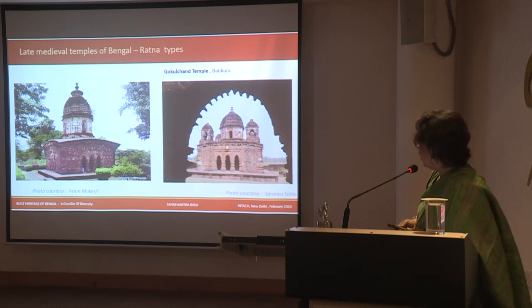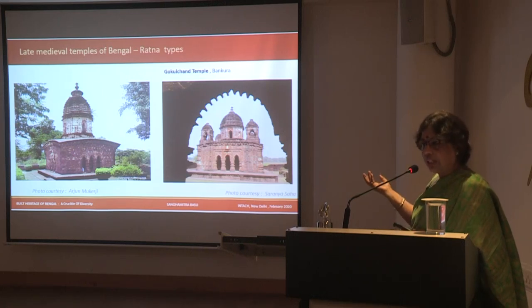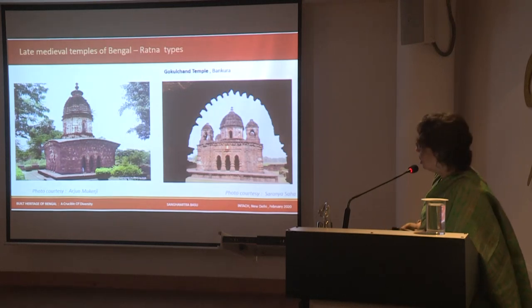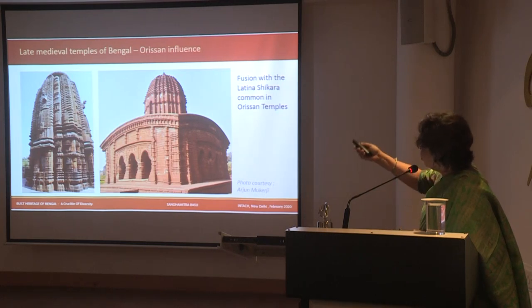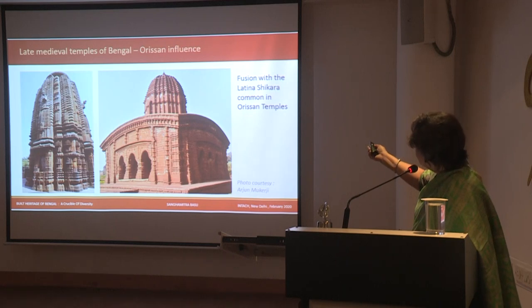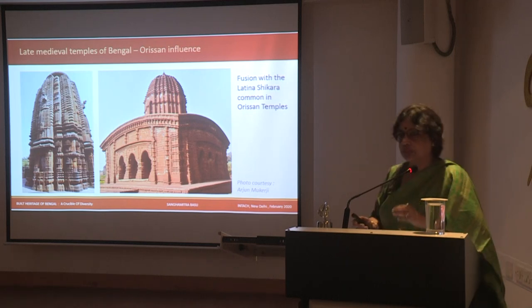These are some of the examples, like this is a Pancharatna temple, this is the Ekaratna, and you just see that the proportion is varying, how the ridges are happening, they are varying, so there is so much experimentation going on there. And so fusion with the Latina Shikhara, which is common in Orissan temples, has been taken up there. This is up to the late medieval times.